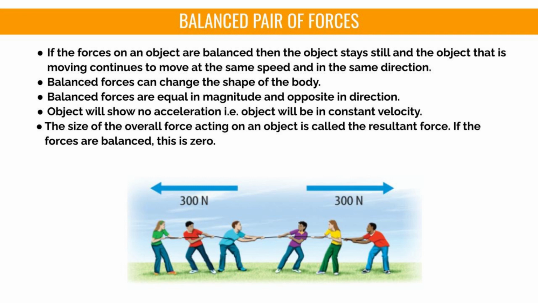Balanced forces can change the shape of the body. Balanced forces are equal in magnitude and opposite in direction. The object will show no acceleration, that is, the object will be in constant velocity. The size of the overall force acting on an object is called the resultant force. If the forces are balanced, this is zero.